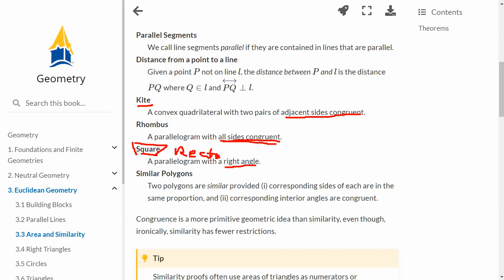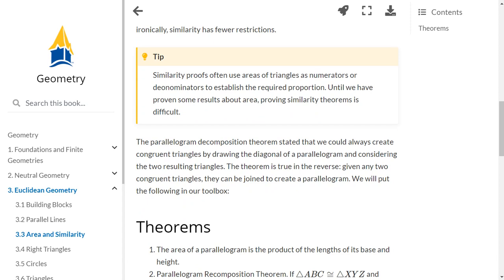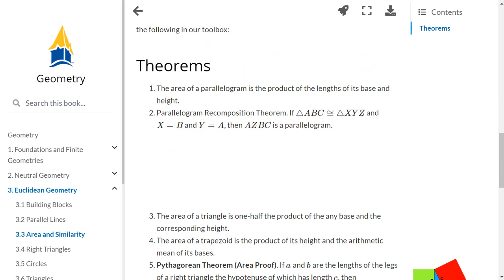Sorry about that. And then we get into similarity. Similar polygons are given by two things. We need their corresponding sides to be in proportion and the corresponding angles to be congruent. In similarity proofs, we have real numbers in these proportions, and area proofs are going to be the leverage that we get on this. So let me show you a couple of these theorems.